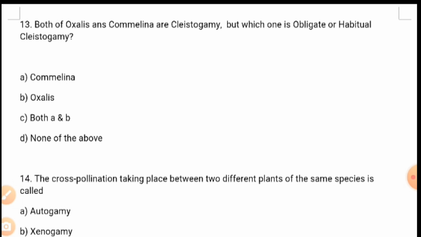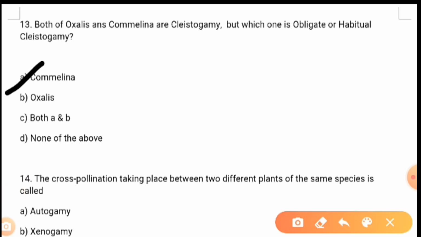Now in your screen it is question number 13. Both oxalis and commelina are cleistogamous. But which one is obligate or habitual cleistogamy? Option A commelina, option B oxalis, option C both A and B, option D none of the above. Here commelina is a habitual cleistogamous flower. Okay, so the answer is A.